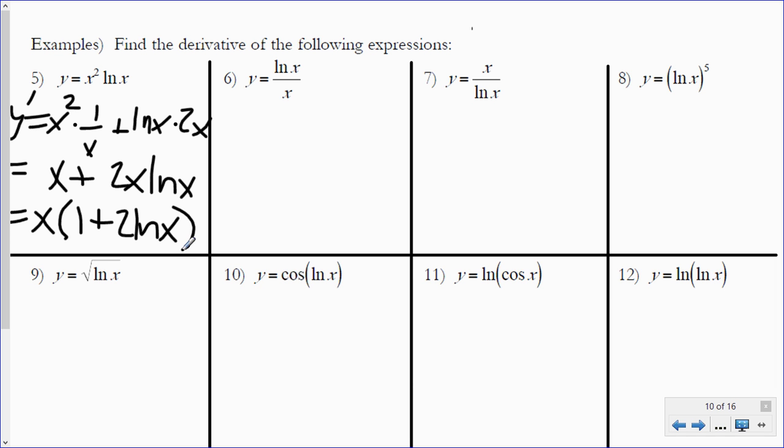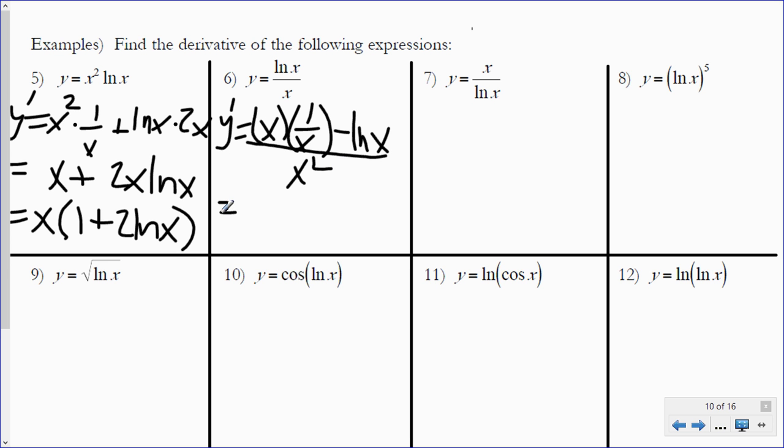Okay, number 6 is an example where we have to do quotient rule. So the derivative would be low d high, which is 1 over x, minus high d low, derivative of x is 1, so I'm not even going to write that, all over low squared. And then x times 1 over x is just 1. So in the numerator, we end up with 1 minus natural log of x all over x squared.